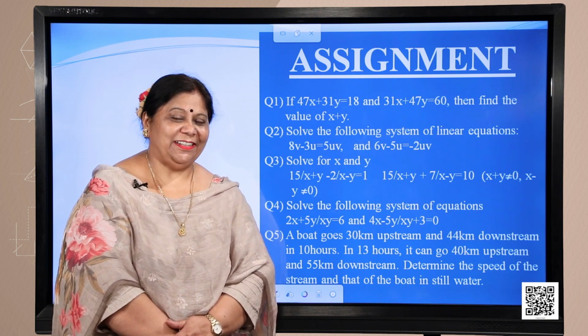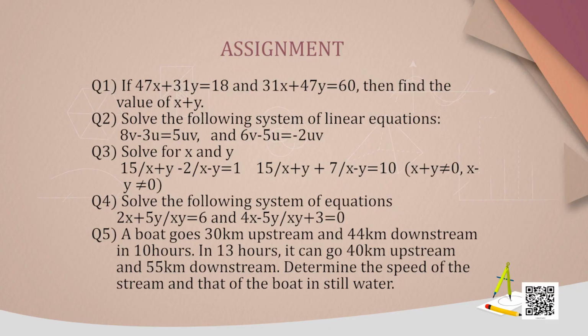Now, here it is time to take assignment. Question number 1, if 47x plus 31y is equal to 18 and 31x plus 47y is equal to 60, then find the value of x plus y. Question is very interesting, try to solve it. The hint I can give you here is these two equations can be added once and subtracted next time, so that they will give you simplified linear equations.